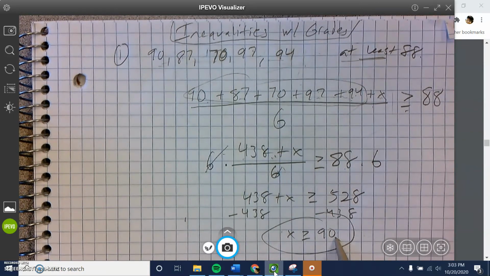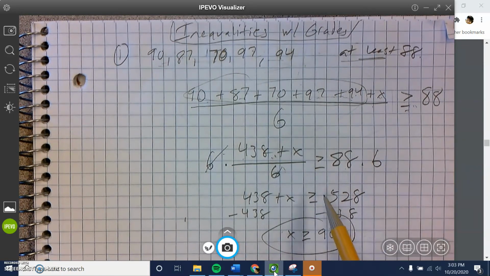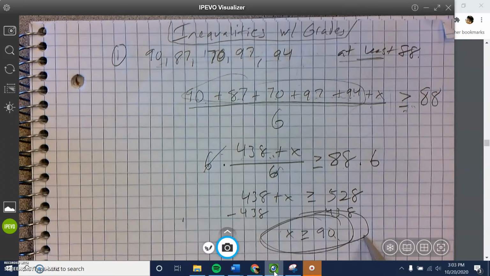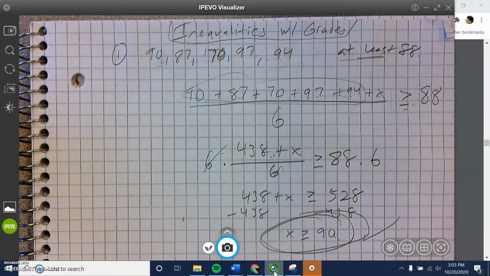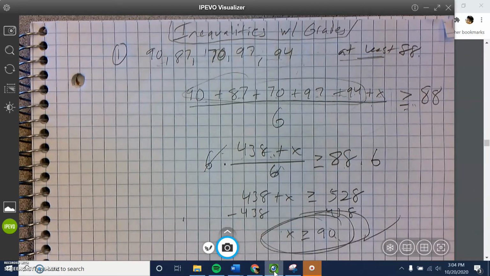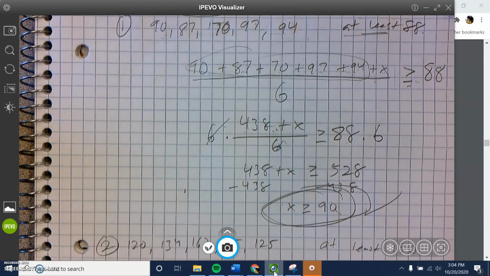He just has to have a 90 in order to get that 88 score. So that is the answer for that. He needs a minimum of 90. If he gets an 89, nope, his average is not 88. Sorry, it's got to be 90 or higher.